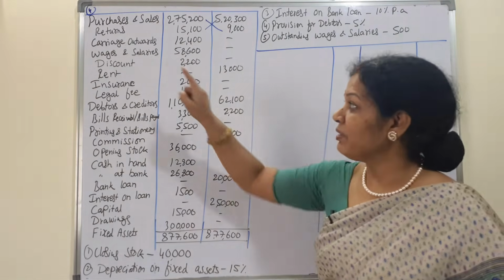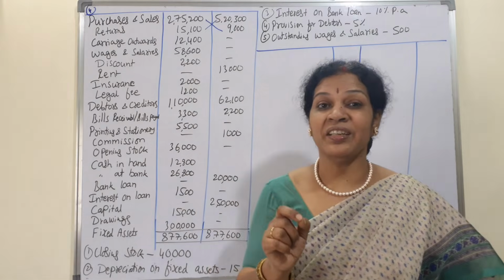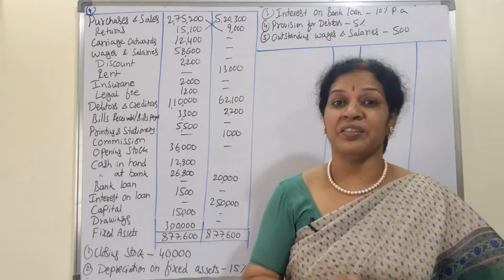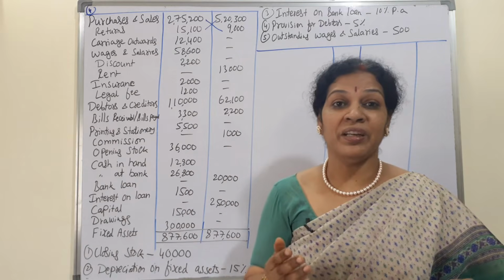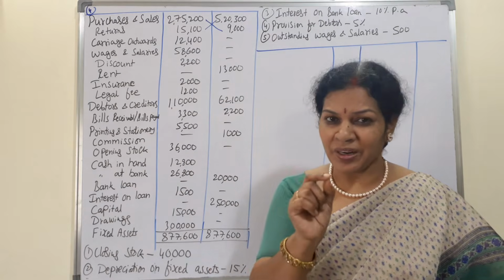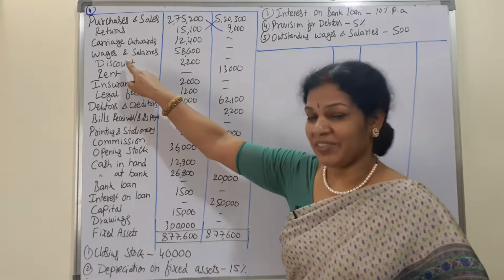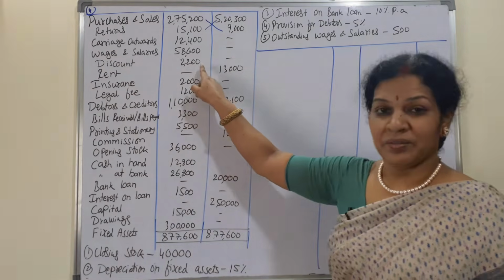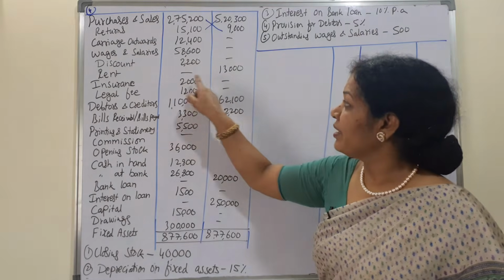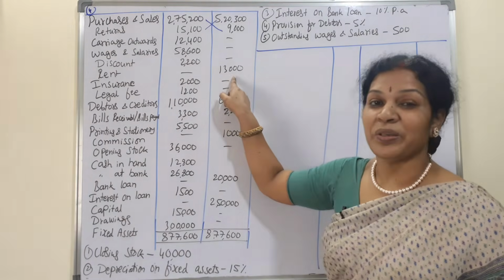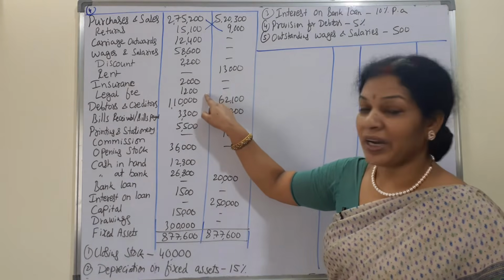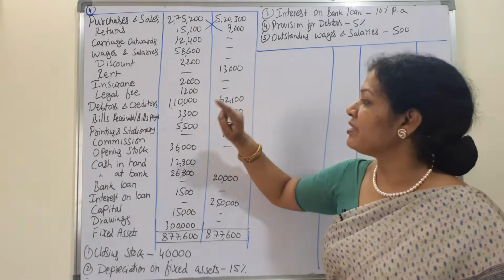Next, wages and salaries. See what is given: wages and salaries. So it is a direct expense. If they had given salaries and wages, then it would have been an indirect expense. What is there first? Wages, so direct expenses. Discount, indirect expense. Rent, it is given on the credit side, so it is income, P&L account credit side. Insurance and legal fee, these two are indirect expenses, P&L account debit side.